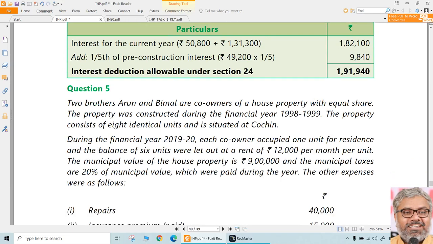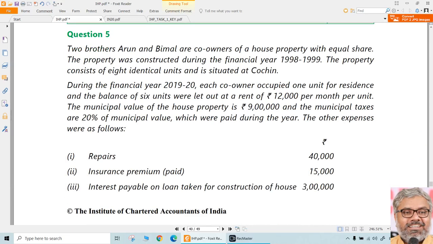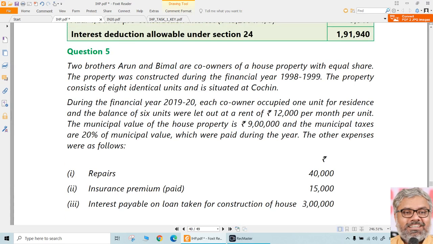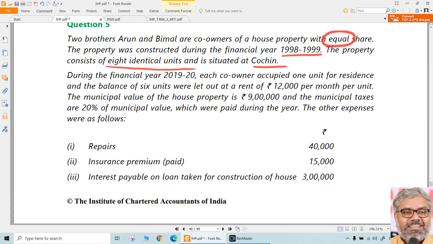Then question number 5 is also related to co-ownership. Let us look at this situation. Two brothers, Arun and Bimal, are co-owners of a house property with equal share. Property was constructed long back, before 1999, we can say. The property consists of 8 identical units and it is situated in Cochin. Where it is situated, we don't care. During the financial year 2019-20, each co-owner occupied 1 unit for residence. The balance of 6 units were let out at a rent of 12,000 per month per unit.